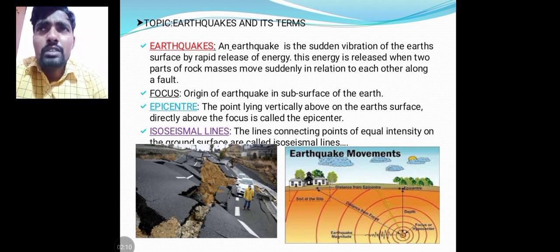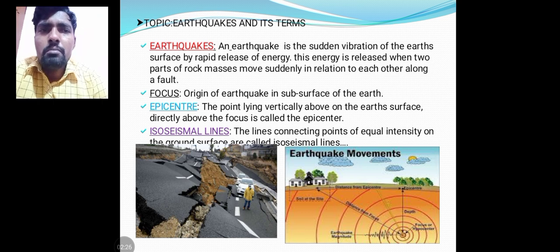Otherwise, the subsurface fault forming process also causes earthquakes. No problem. Simply, when the surface suddenly vibrates or shakes, that process is called an earthquake.